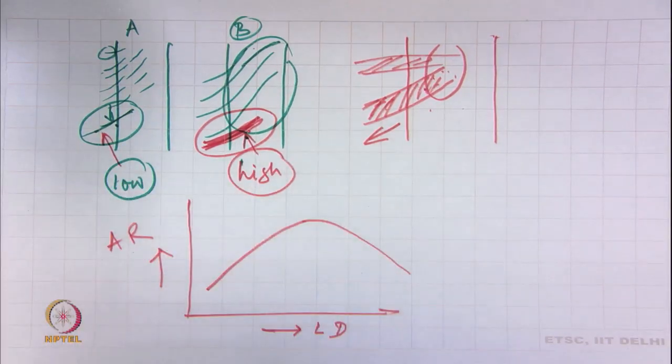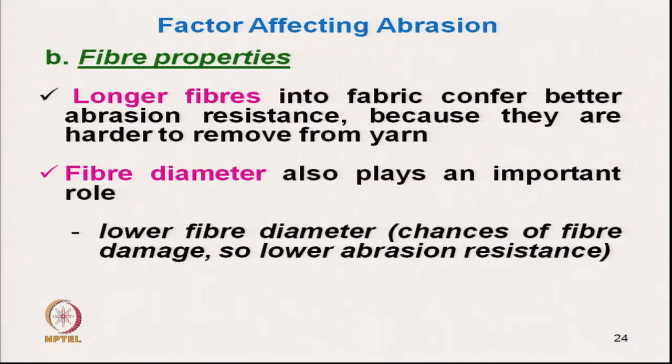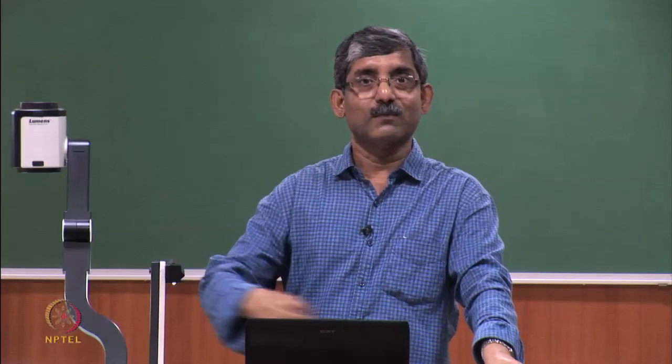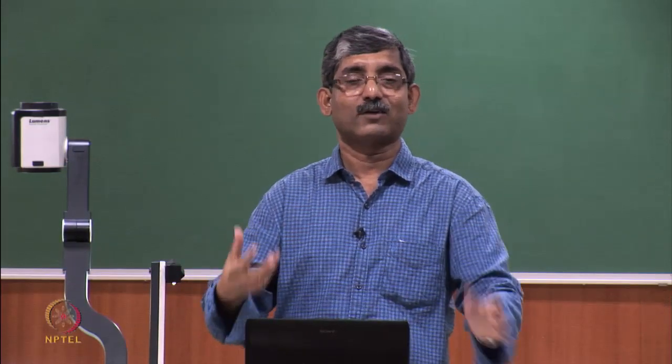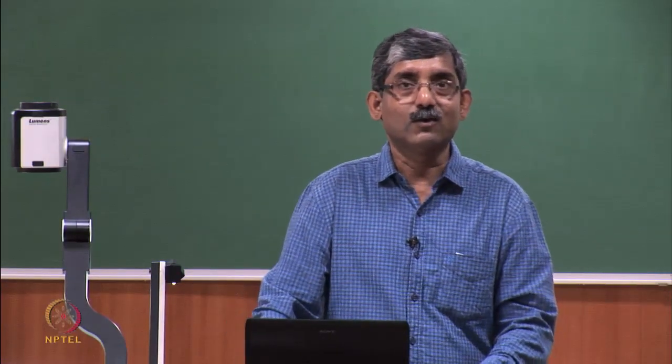Okay. That is why fiber diameter also plays an important role here. With lower fiber diameter, chances of fiber damage are there, so lower abrasion resistance, and for higher fiber diameter, there is a smaller number of fibers in the cross section. So, again, if the few fibers come out from the structure, that means the yarn will actually fail, because fewer fibers are there in the yarn cross section.